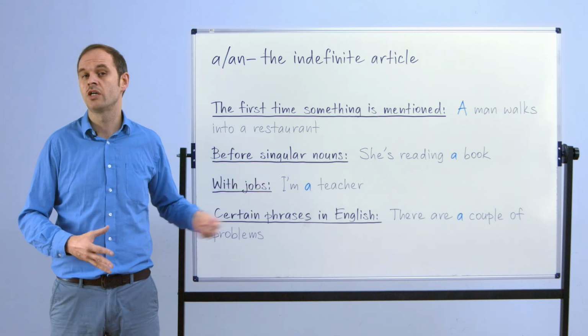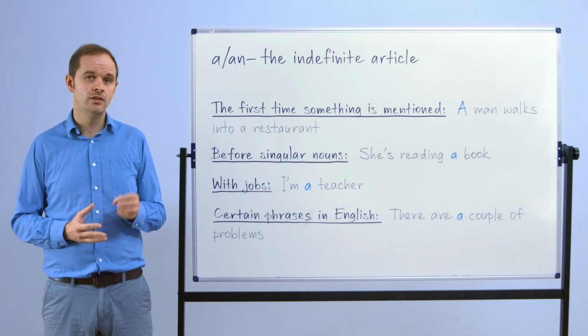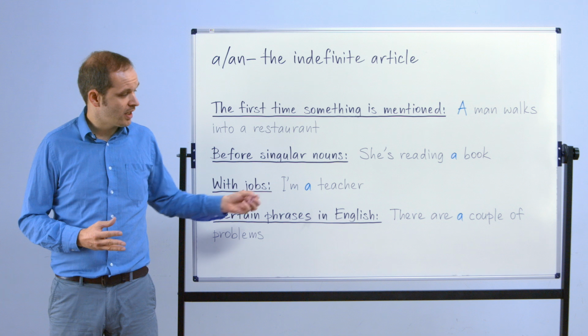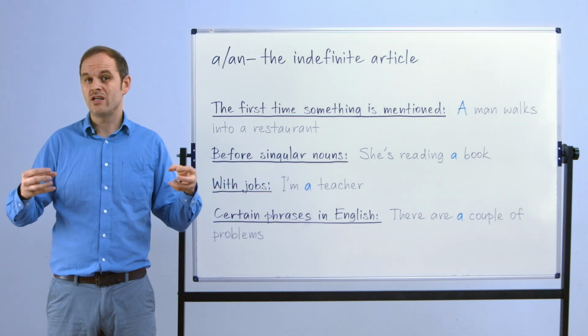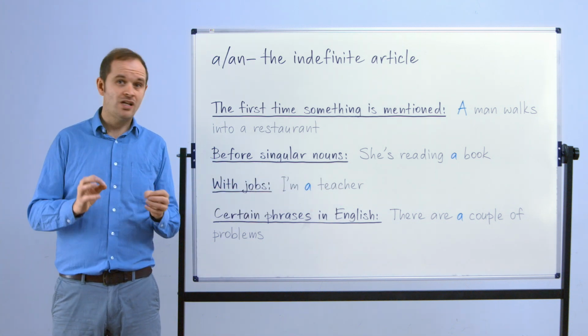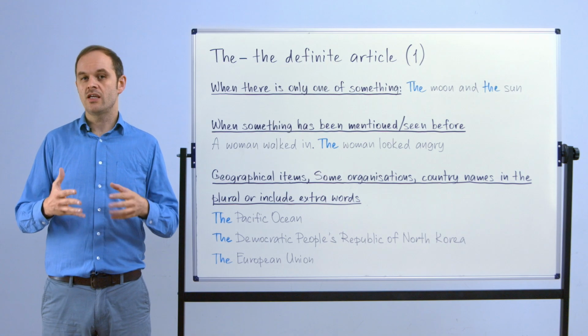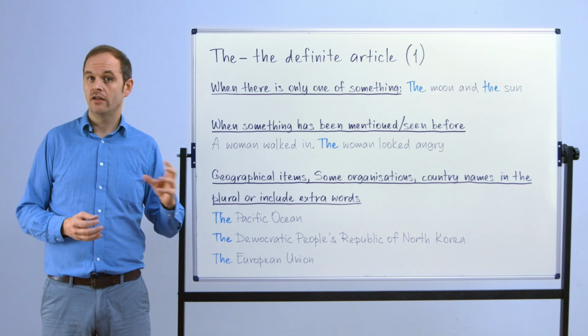Certain phrases in English also use the indefinite article. For example, there are a couple of problems. So in this case, a is just part of the phrase a couple of, and you just have to use it. That's the rule. So we've looked at the indefinite article, that is a and an.